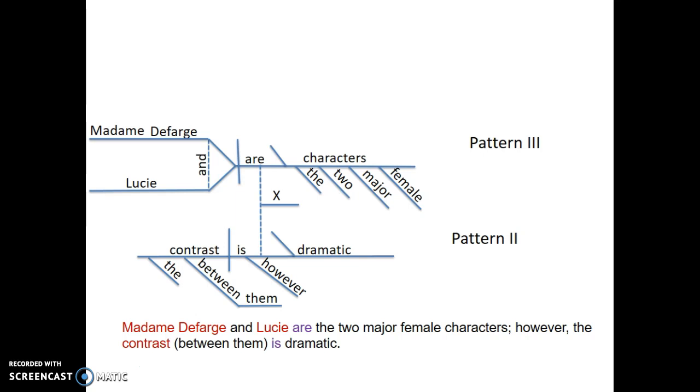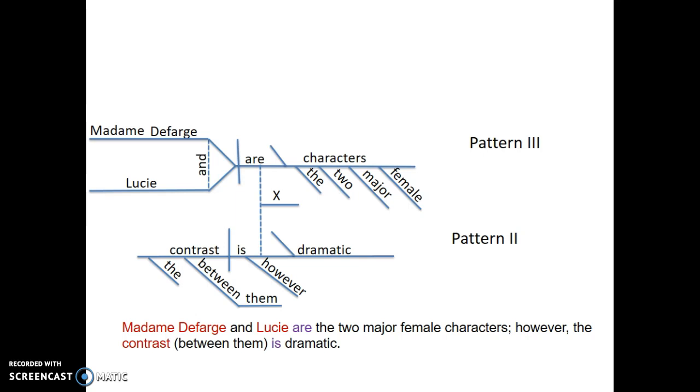We're going to leave "however" for just a minute and diagram the main parts of the sentence. Contrast is our subject. Then we have a prepositional phrase. We have our be verb, and dramatic is an adjective. So I can diagram that really quickly and identify that as a pattern 2 because we have subject, be verb, and adjective as our subjective complement.